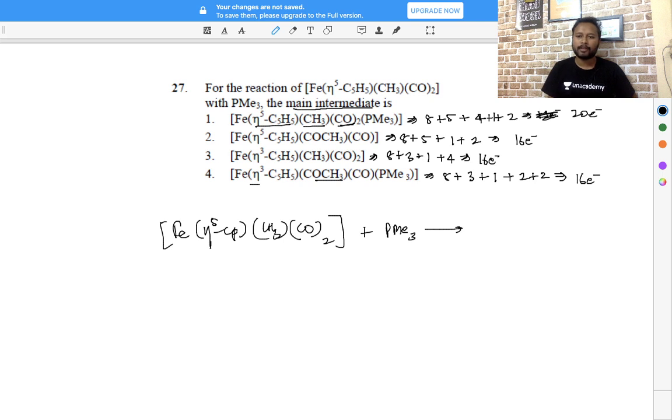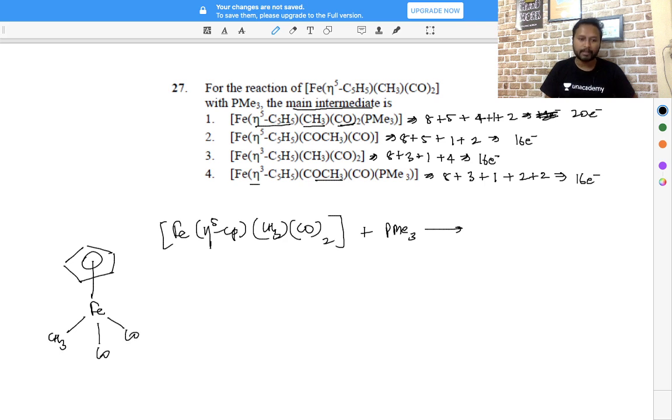So now that means none of them is a stable species over here. Now you cannot cancel out any of them. But you should always check the options before going into that. Now let's go with the reaction. So what will happen over here? You have eta 5 Cp attached with iron. You have CH3 attached, and you have 2 CO in this.